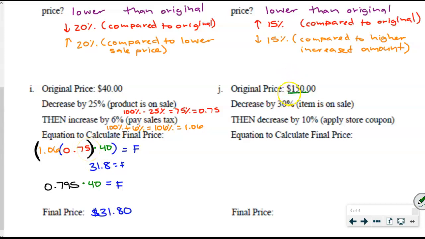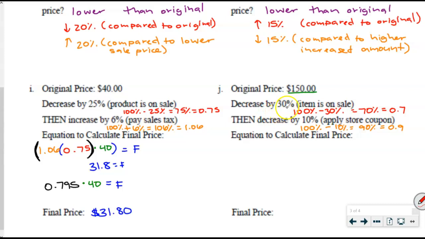Next one, the original price is $150. We are decreasing this by 30% because the item is on sale. So 100% minus 30% is equal to 70%. I'll be using the decimal 0.7 to calculate. After that, it's decreased even more. So after it's on sale, now we get to use a coupon. That's going to be 100% minus 10% is equal to 90%. Calculating with the decimal 0.9, but we've got to do this in the right order.